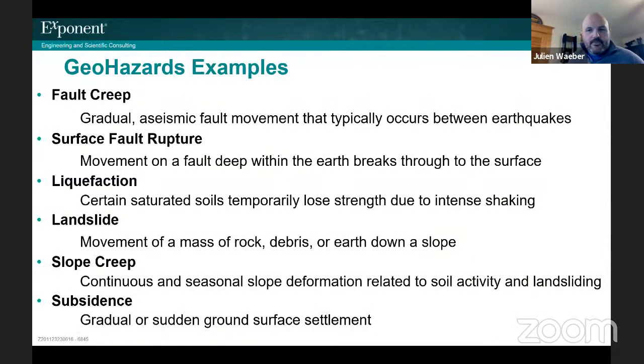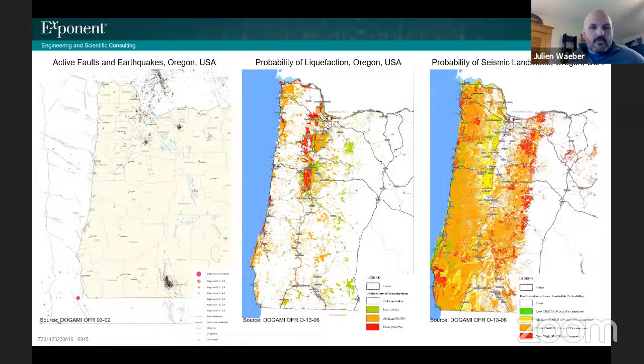So when we discuss geohazards, I think you're all very aware of them, so I'll fly through this a little bit, but I will discuss fault creep today in a little more detail, as well as surface fault rupture and landsliding. And it's important to acknowledge that there's a multitude of natural hazards out there that we really need to consider. One of the reasons why Oregon, for one, and I'm using that example since I'm in Portland, is that we have a very significant seismic hazard.